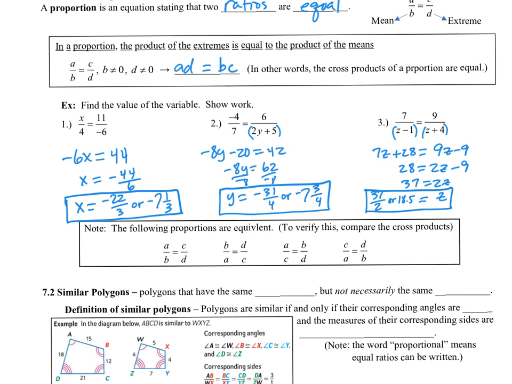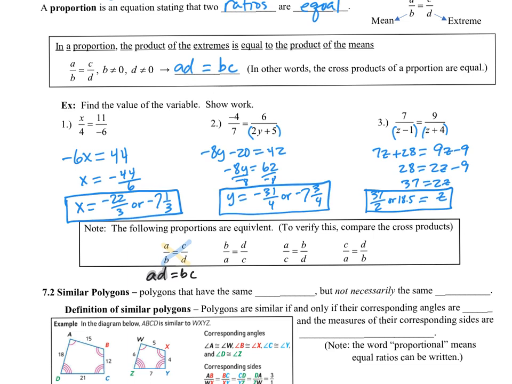So if I cross multiply, let me just grab a highlighter here. If I take the cross products, I would have AD times BC. Let me just jot that down. Let me do that with a pen, sorry. I'd have AD is equal to B times C.